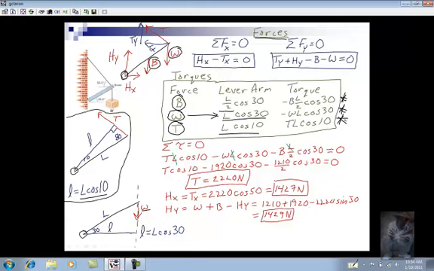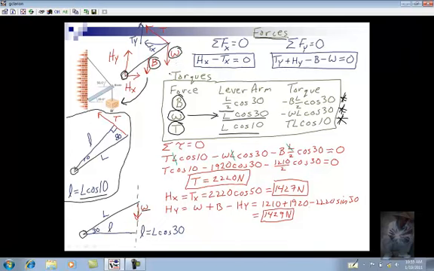Yes? How did you get the negatives again? Okay, good question. The way we got the negatives is by looking at what direction they would rotate the beam. This force here, B, if it were actually able to move this through the axis of rotation, it would move in a clockwise direction. So clockwise we'll call negative.